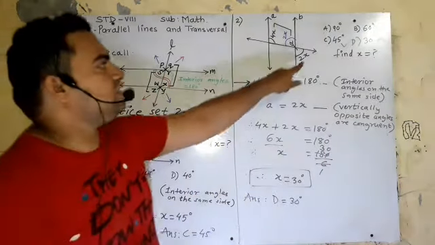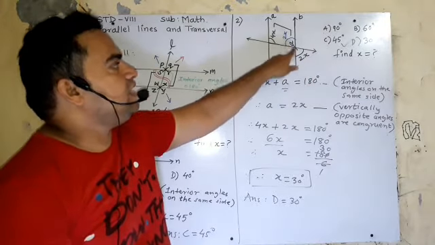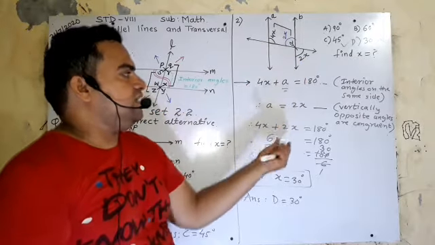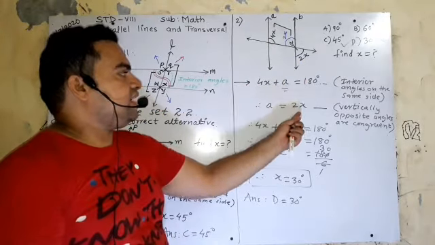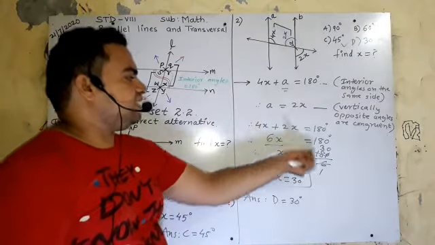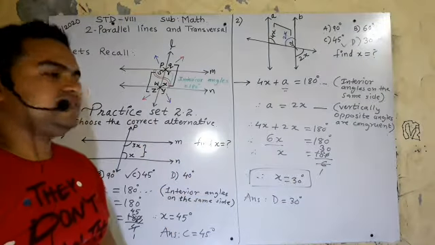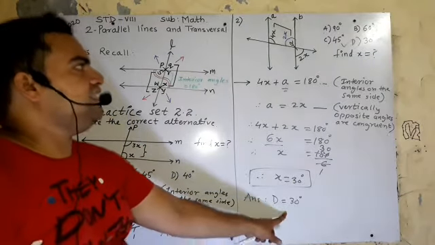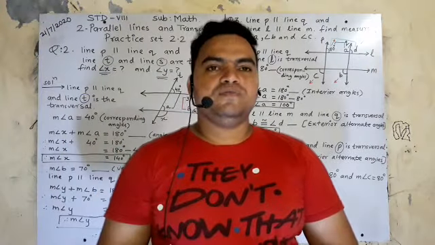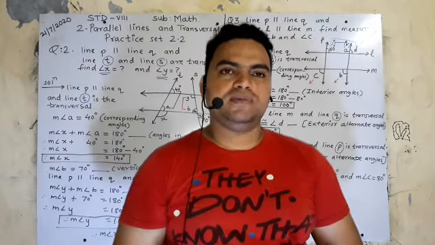I hope you understood here: for a vertically opposite angle, first I will consider it any alphabet, and that alphabet will be equal to its vertically opposite angle. And then at the place of A I will put 2x. So 4x plus 2x is 6x. 6 will go there, it will divide 180. The answer will come: x is equal to 30 degree. So the answer is D, 30 degree. Is it clear?